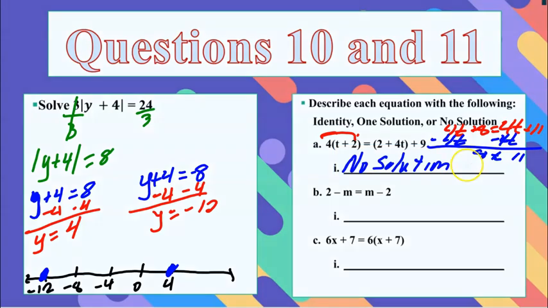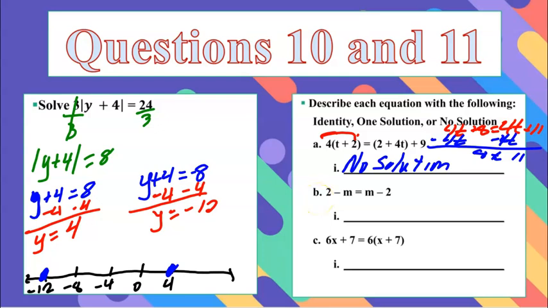Now anytime you have the number and the letter the same on both sides, that's a clear sign that it's going to either be identity or no solution. You'll know if it's a no solution because the other number that doesn't have the variable, they're going to be different. So such as 8 and 11. They're not the same, so it would be no solution there.